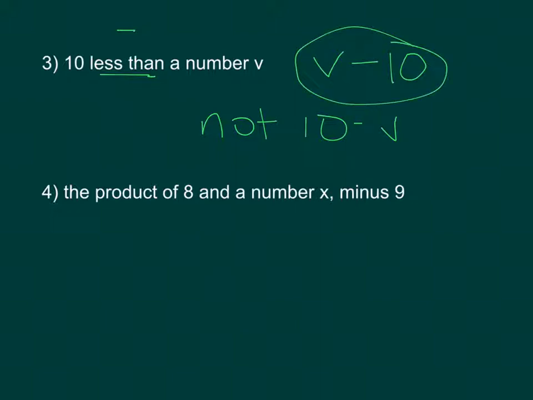And then finally, the product of 8 and a number minus 9. There's a couple different operations that are illustrated here. You have the words product and the word minus. Let's do the product portion first. The product of 8 and a number x is 8x. And then minus 9, so we're going to just subtract 9. Okay, so that's that example.